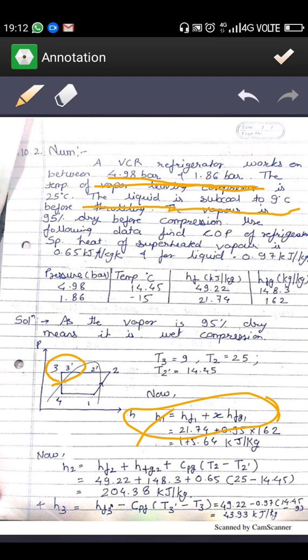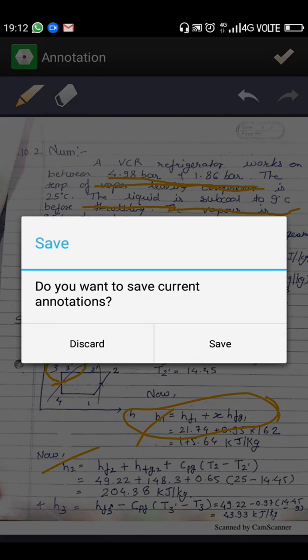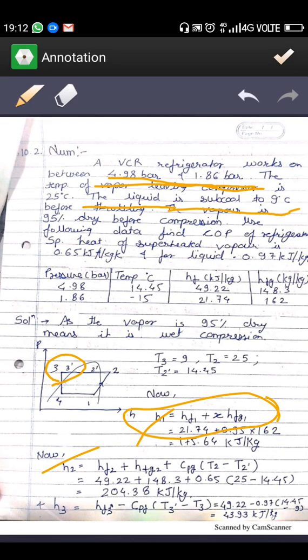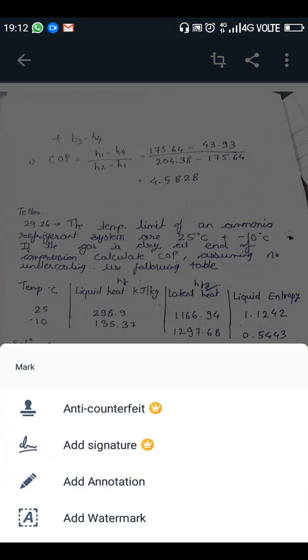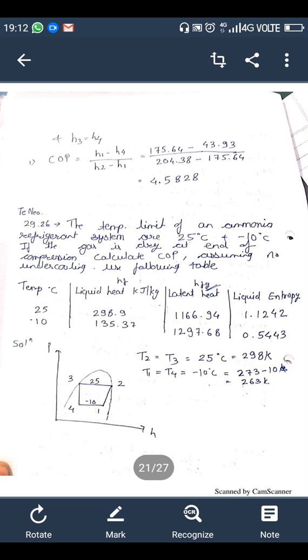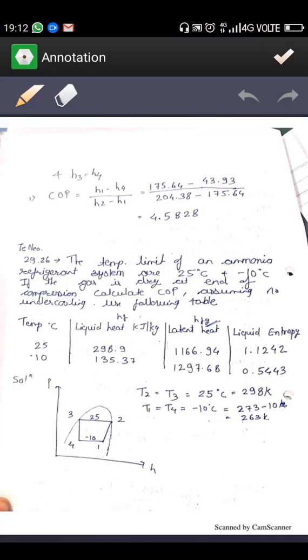And we are using this formula of H2, which you will get on that page. We are putting the value in and calculating the formula. Similarly, we are using here the formula for COP, which is H1 minus H4. Putting in the values, we are getting the COP as 4.5.